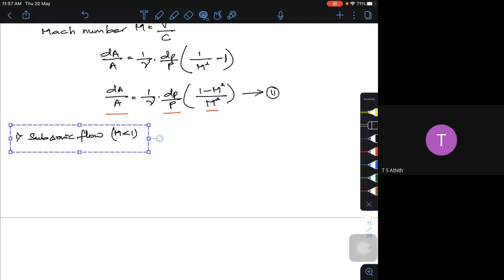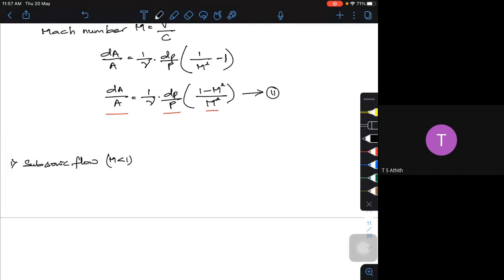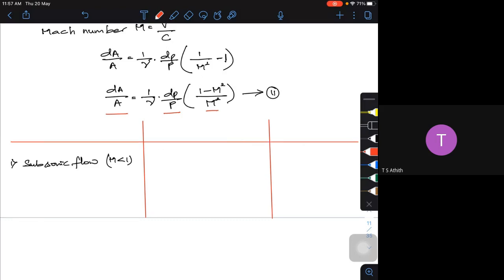Let me write this. Let me put two columns, then only you'll be able to understand it. And then this will be the condition I'm going to put. Okay, the condition is dP by P, it is negative. Then dP by P, it is positive. We'll try to look at this condition.